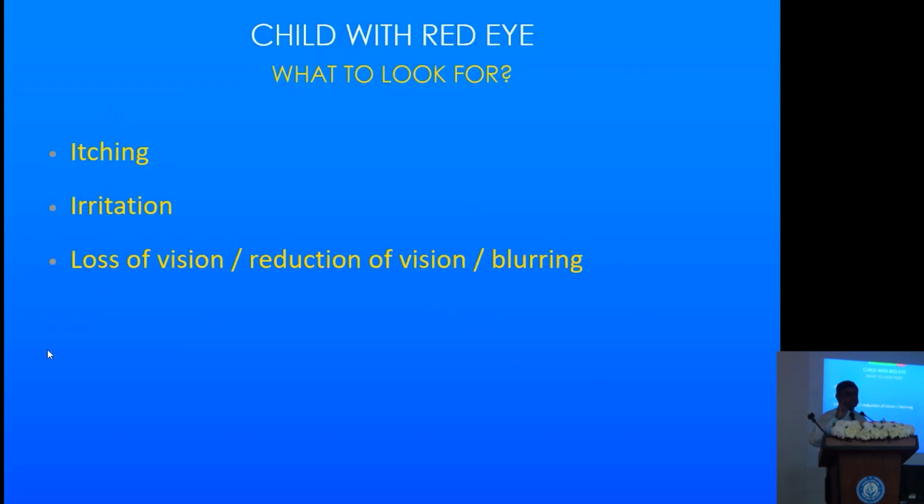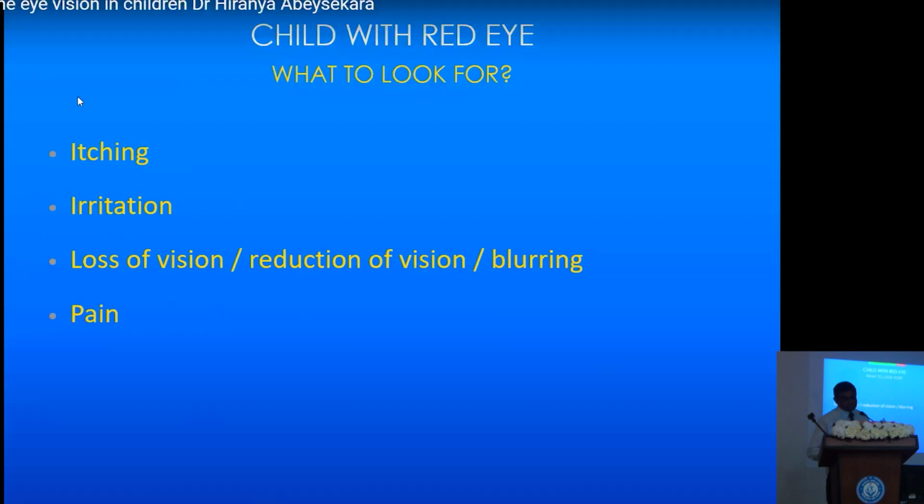So itching is important because itching is the key feature of allergy. What you can do is safely prescribe oral antihistamines and topical ones. There are topical antihistamines like olopatadine, ketotifen, or there are topical drops. You can prescribe them. I'm not going to mention the trade names, but you can prescribe.